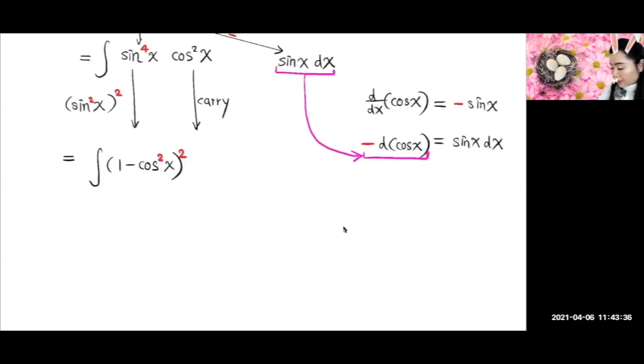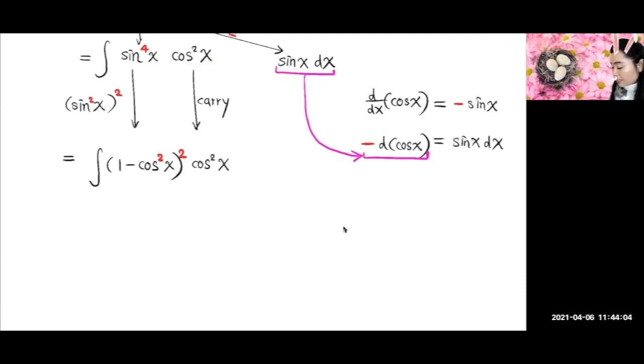You see what happened over here? The 4 power here is the square of sine square. Sine square is expressed as 1 minus cosine square. So you're going to square this 1 minus cosine square. That will be sine to the 4 power. Now this part over here, you just carry that down.